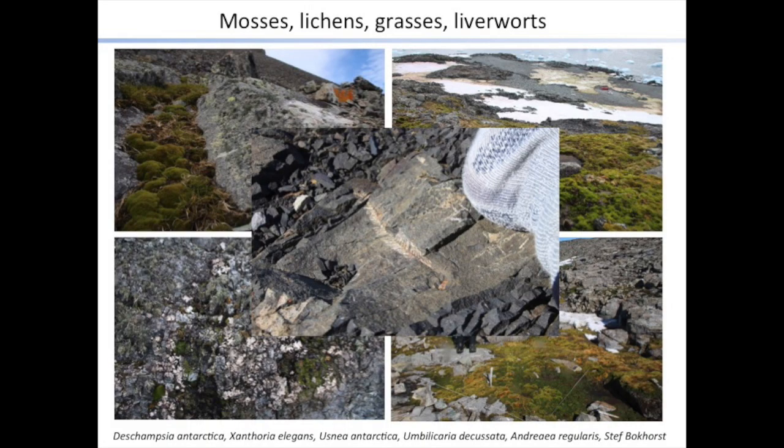So mosses, lichens, grasses and liverworts. This is about as diverse as you get. In terms of the pictures, you've got some of the red and the orange lichens, and you've got the mosses here, Deschampsia antarctica, and so on there. This is Steph Bockhorst, some of you might know. He's got some of his warming experiments down there as well to see what would happen to these communities if you warm them very slightly. So that's about as diverse as you get, and that's quite a green area for Antarctica.